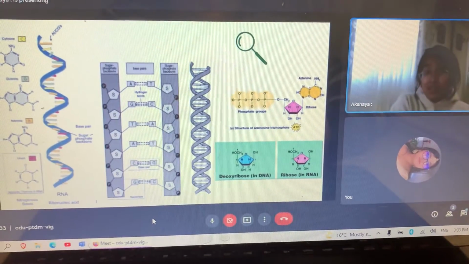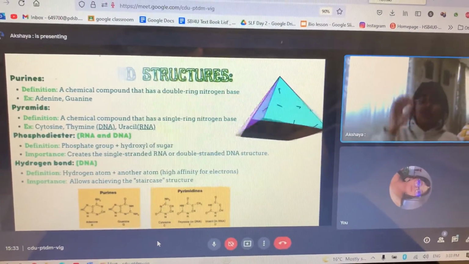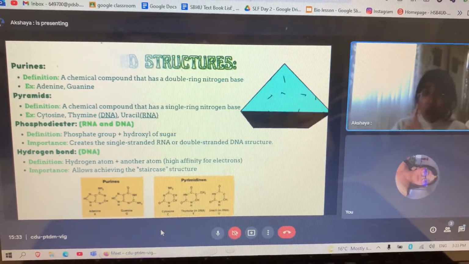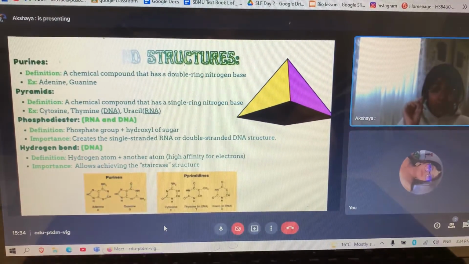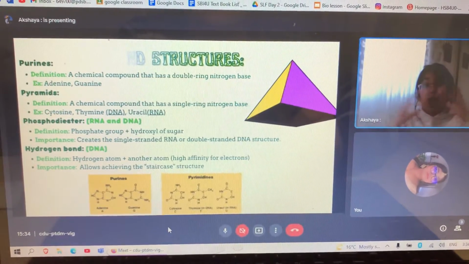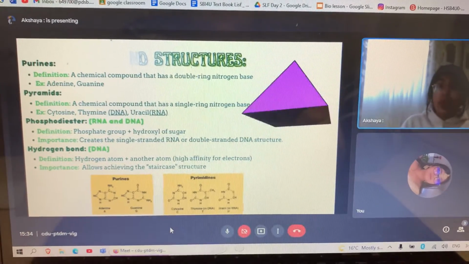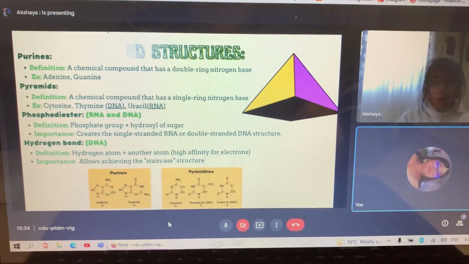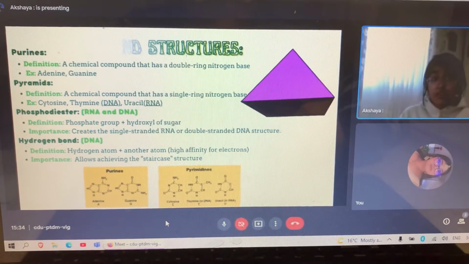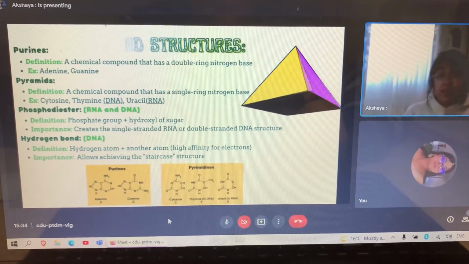But since you got a closer look, let's zoom out a bit and talk about bond structures. Bond structures are really important because when I tell you about the base pairs, apple on tree, car in a garage, the importance of this is because purines have a double ring nitrogen base, whereas pyrimidines have a single ring nitrogen base. Purines are adenine and guanine, meaning apple and garage, whereas pyrimidines are single ring, so that's cytosine, thymine, and uracil, meaning car, tree, and uracil for RNA, thymine for DNA.